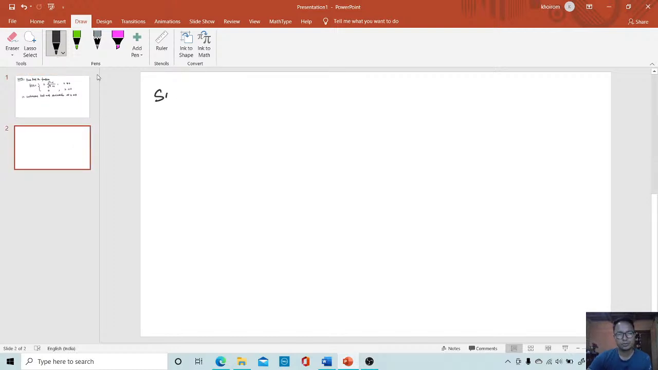So solution. We just have to show it is continuous, so we just use the conventional method, definition one. So here we take the limit of f(x) as x tends to 0.